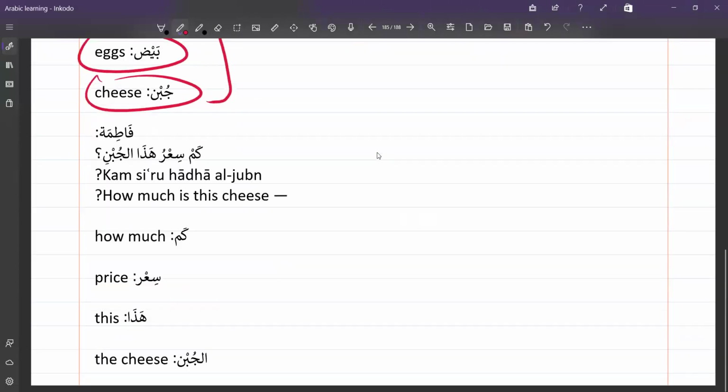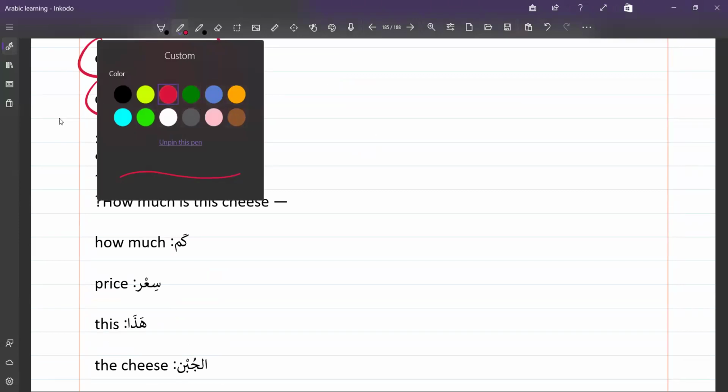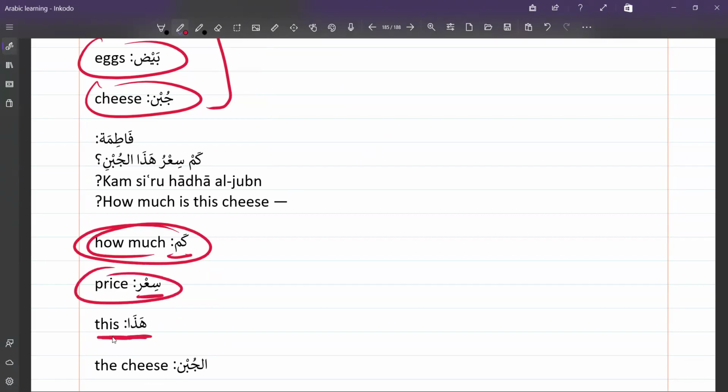And then Fatima asks the clerk, kam si'r hadha al-jubn? This is a very standard way of asking for something's price, right? Kam means how much and si'r means price. Hadha, we have done this, and jubn means the cheese. So she's asking the price of the cheese by saying kam si'r hadha al-jubn. How much is this cheese?